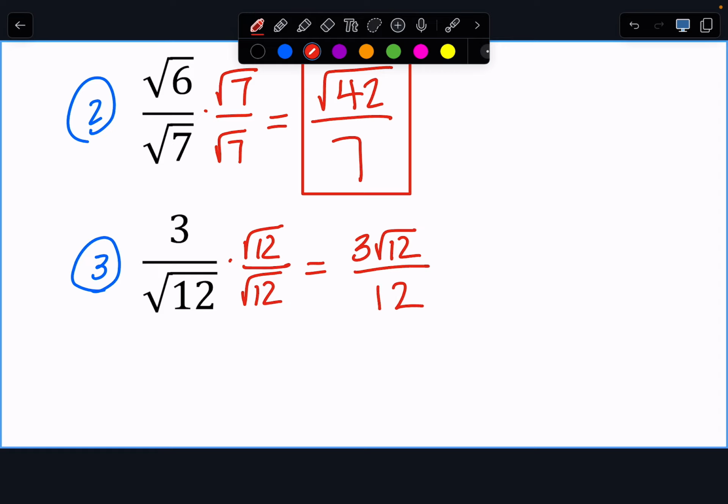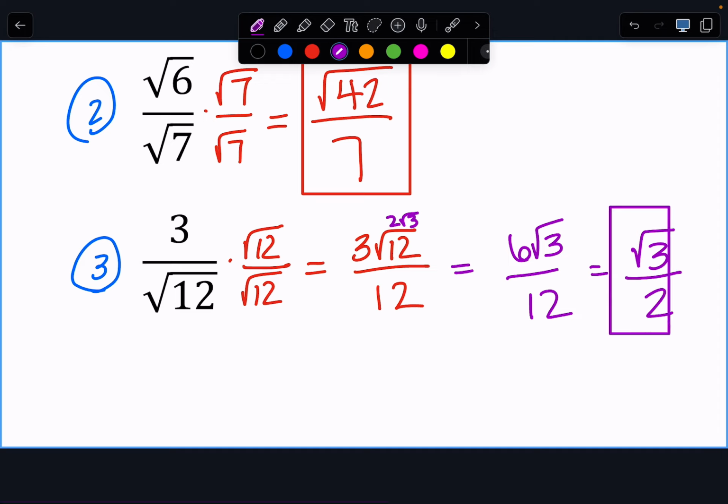Okay, there's a lot of things that can happen here. Okay, so I'm going to do this. Square root 12 can be reduced to what? 4 times 3. So this is the same thing as 2 root 3, correct? So 6 radical 3 over 12. Yes. But 6 over 12 is 1/2. So square root 3 over 2. You can, but you don't have to.